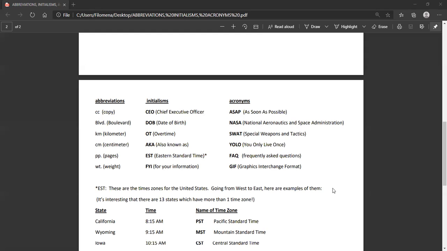BLVD stands for boulevard, so it's a location. KM is kilometer. CM is centimeter. PP stands for pages, and WT is weight. The initialisms. CEO is Chief Executive Officer of a company, for example. DOB is date of birth. OT is overtime. If you do overtime at work, you will be paid extra money.